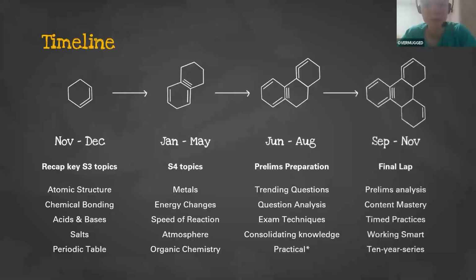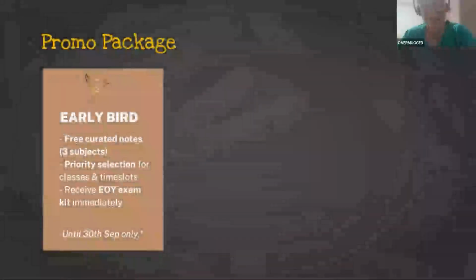And then lastly, we will work towards O levels. I will take a look at your prelim paper and see how we can improve. What are your strengths, things like that. And then we will be mastering the content. We will be practicing under time conditions so that you know how to deal with stress better. We will be working on the 10-year series as well, and looking at exam trends. So that's a rough guideline.